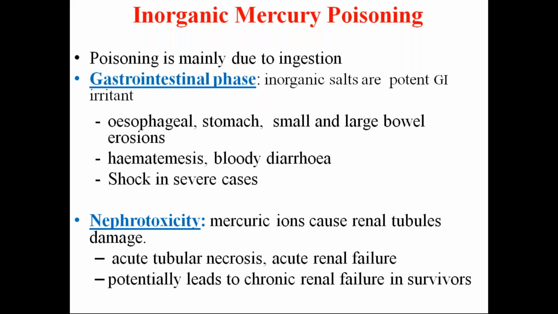And if small doses are taken, then slowly it can lead to chronic renal failure in long-term survival. So in inorganic mercury poisoning, two main systems are affected: one is GIT, another is the nephrotoxic nature. Nephrotoxicity is due to mercury ions, in particular due to ATN, acute tubular necrosis, and then gastrointestinal symptoms mostly due to erosions, leading to blood loss by hematemesis or bloody diarrhea.